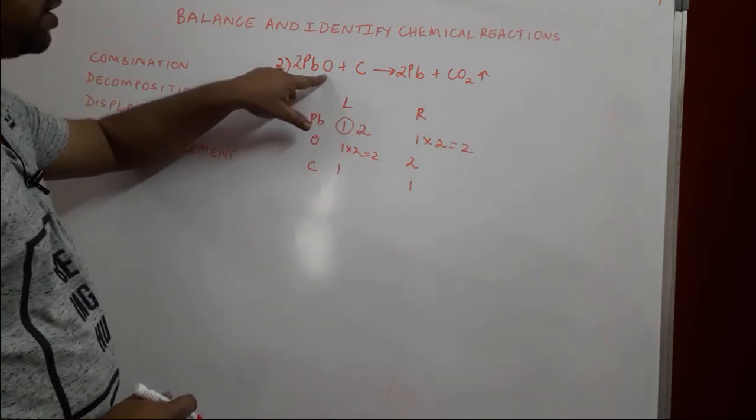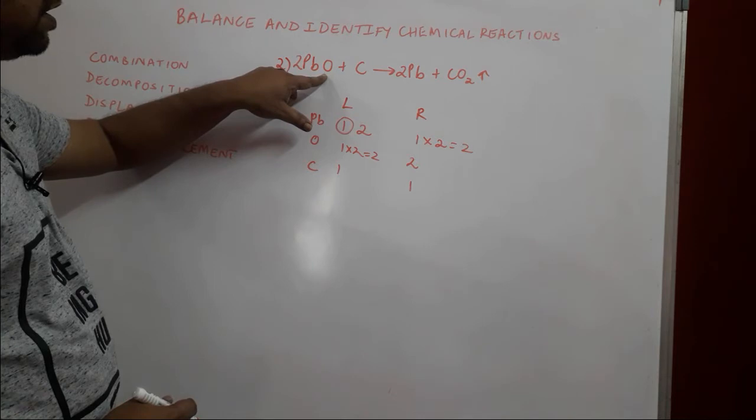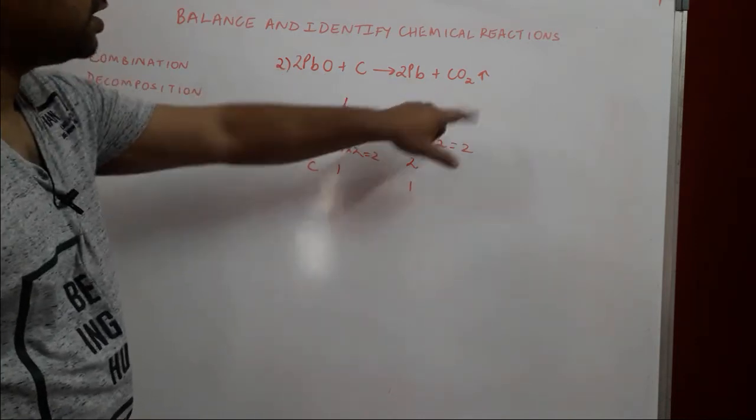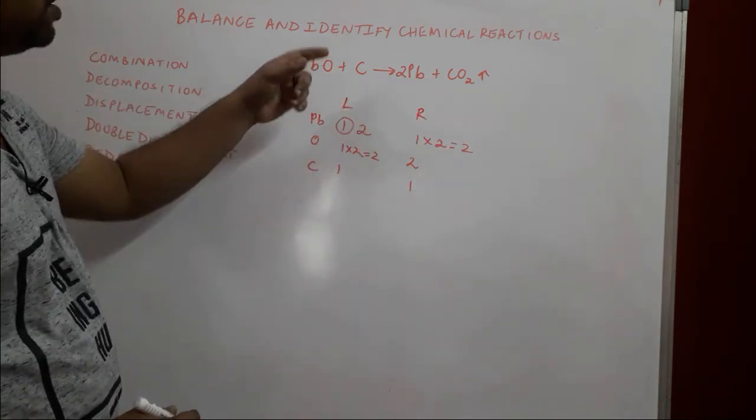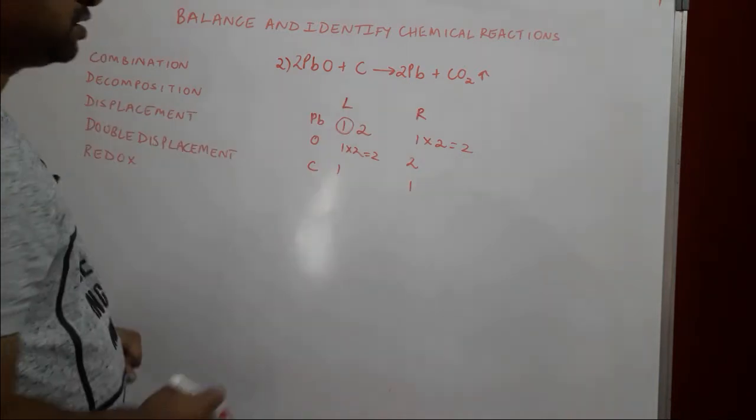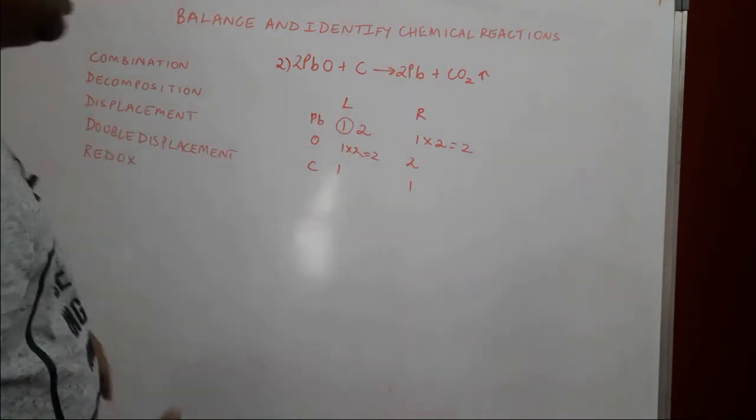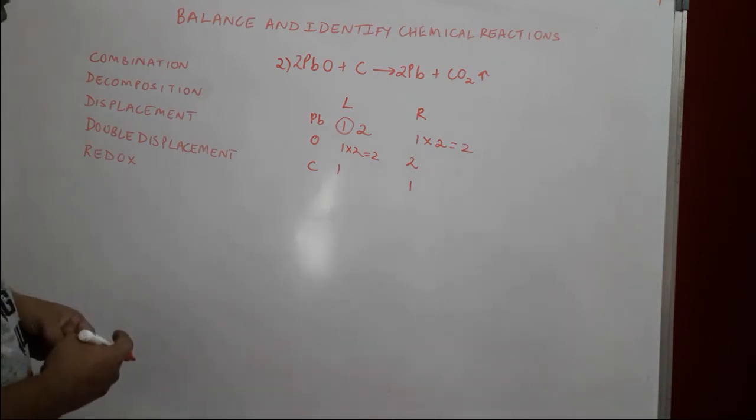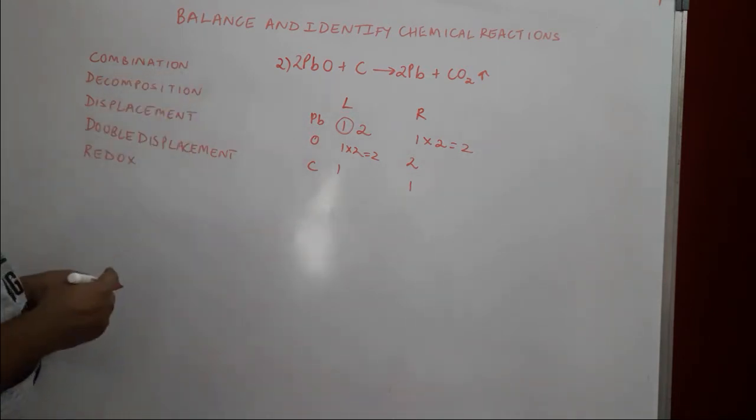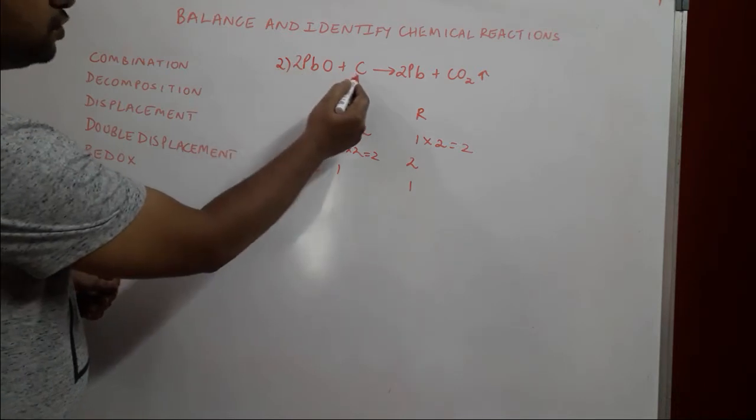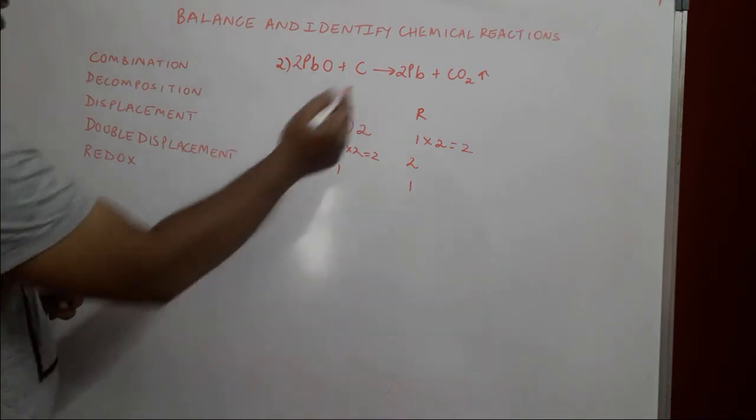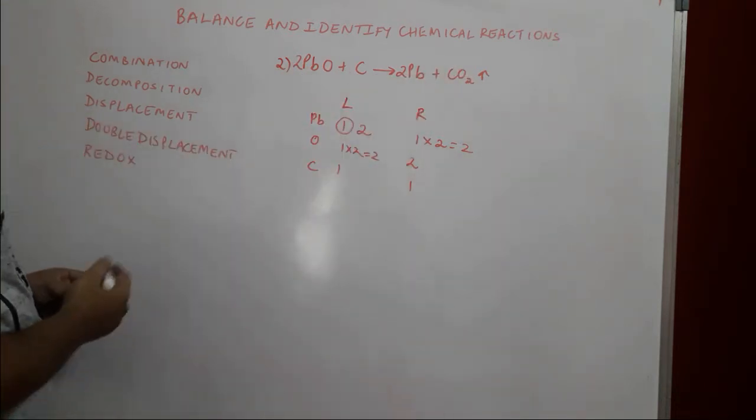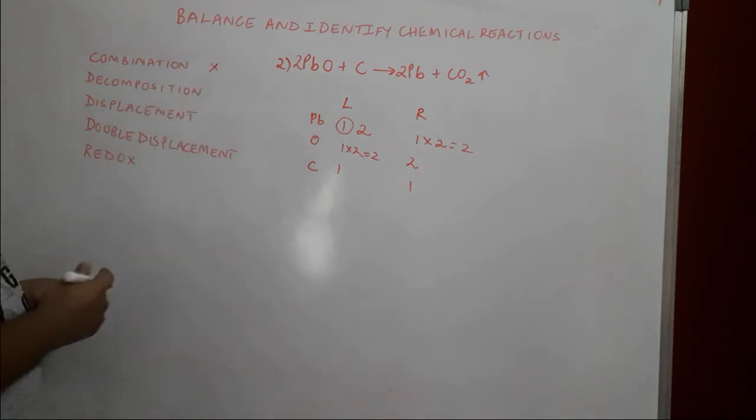Again 2 atoms of oxygen on the reactant side and 2 on the right hand side, and 1 atom of carbon on the reactant side and 1 on the product side. So this is balanced. Now to identify the type of reaction, once again we go through the same procedure. Is it a combination reaction? We have got 2 reactants, good, but we have more than one product, which means it is not a combination reaction. How about a decomposition reaction?